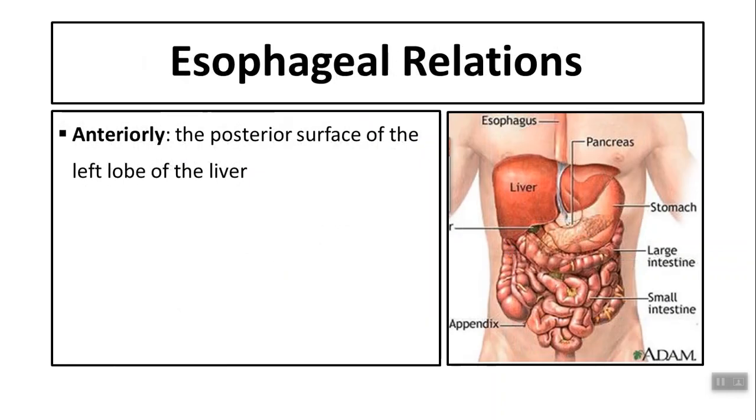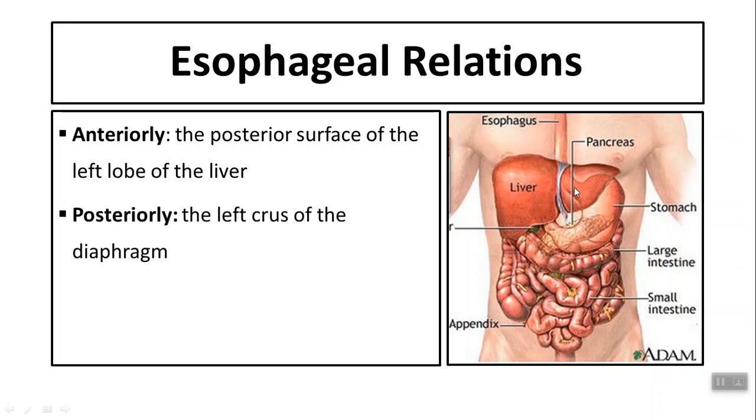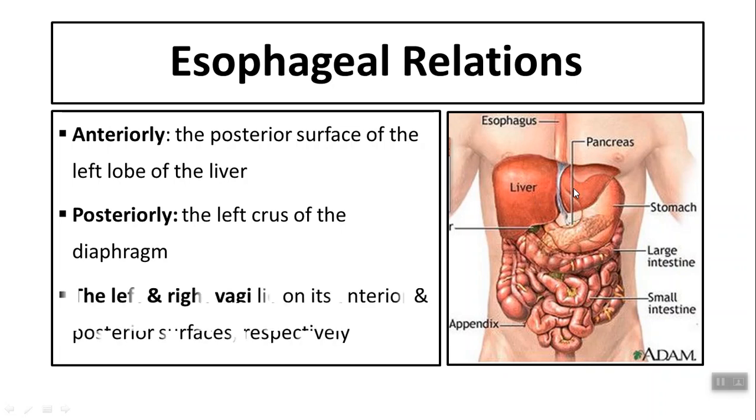What are the esophageal relations? We have the anterior relation. Anteriorly, the abdominal portion of the esophagus is related to the posterior surface of the left lobe of the liver. This is the left lobe of the liver, related to the abdominal portion of the esophagus anteriorly. Posteriorly, it is related to the left crus of the diaphragm, and we have the left and right vagi lying on the anterior and posterior surfaces of the esophagus.